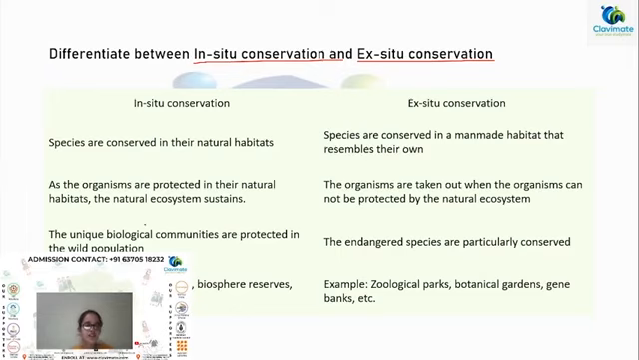In in situ, as the organisms are protected in the natural habitat, the natural ecosystem sustains. Here in ex situ, as they are not conserved in their natural habitat, organisms cannot be protected by the natural ecosystem. In in situ, biodiversity is protected in wild populations. The endangered species are particularly conserved. Examples for in situ conservation are wildlife sanctuaries, biosphere reserves, national parks, etc. Whereas for ex situ conservation, zoological parks, botanical gardens, gene banks, etc.